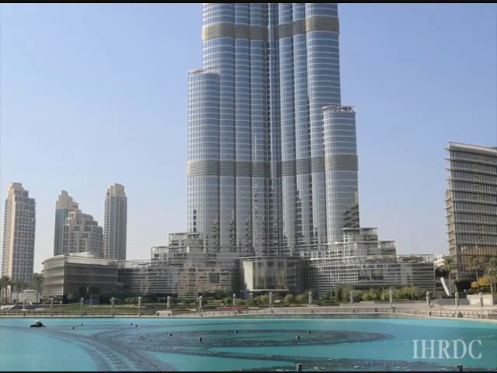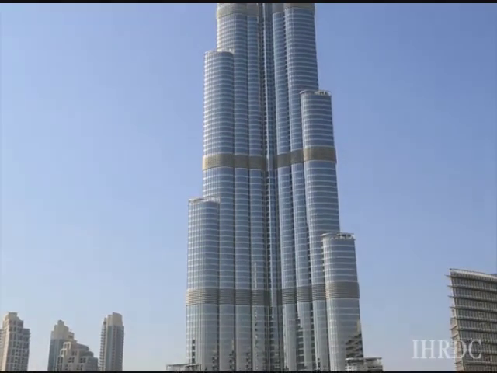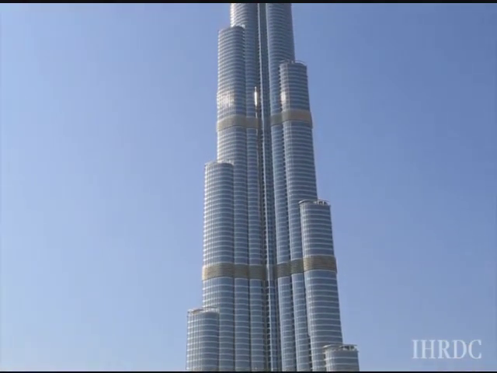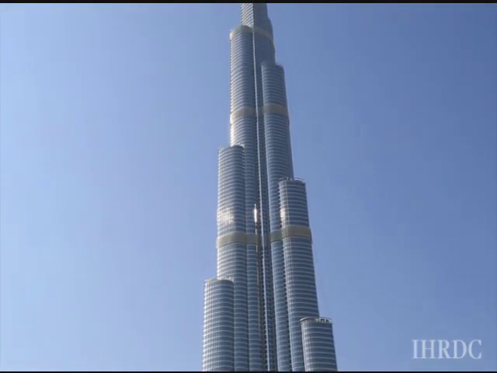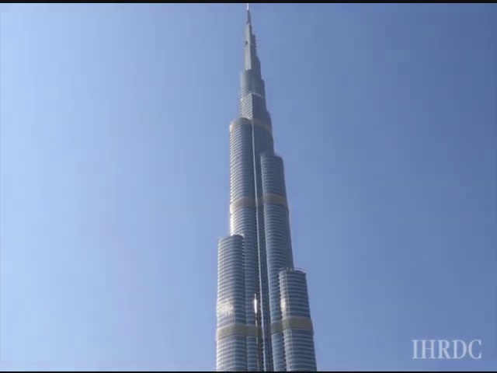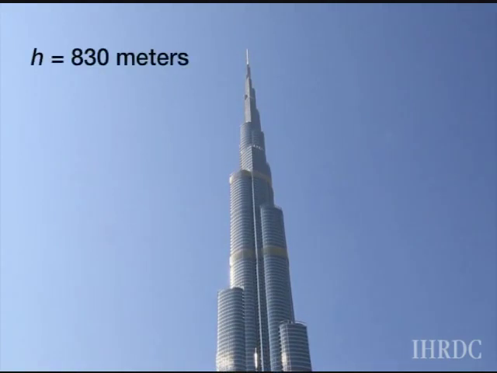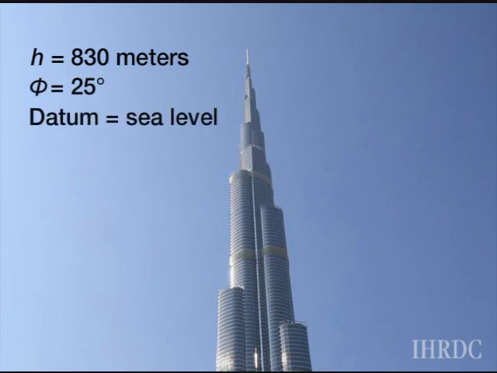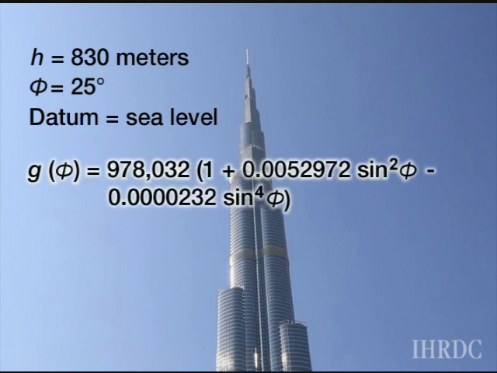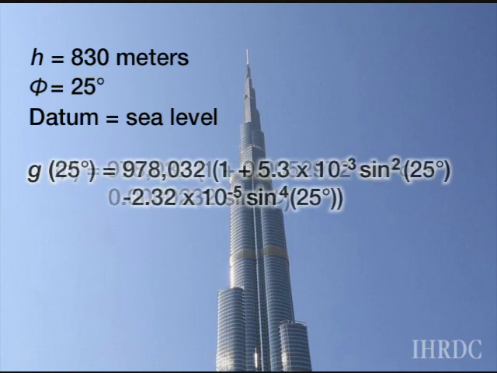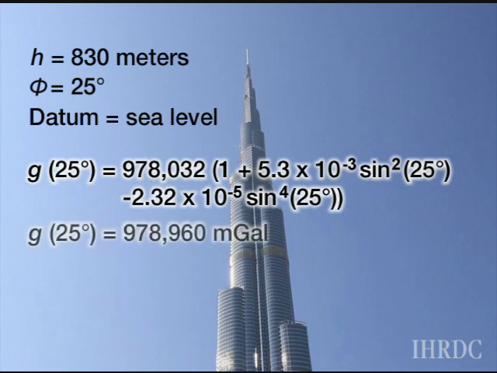For example, we can calculate the expected gravity value at the top of the Burj Khalifa building in Dubai, UAE, one of the tallest buildings in the world. The height of this building to the very tip is 830 meters. It is located at a latitude of 25 degrees, and our observation datum is sea level. Using the International Gravity Formula equation, and knowing that phi equals 25 degrees, we can calculate a gravity value at 25 degrees latitude of 978,960 milligals at the base of the building.